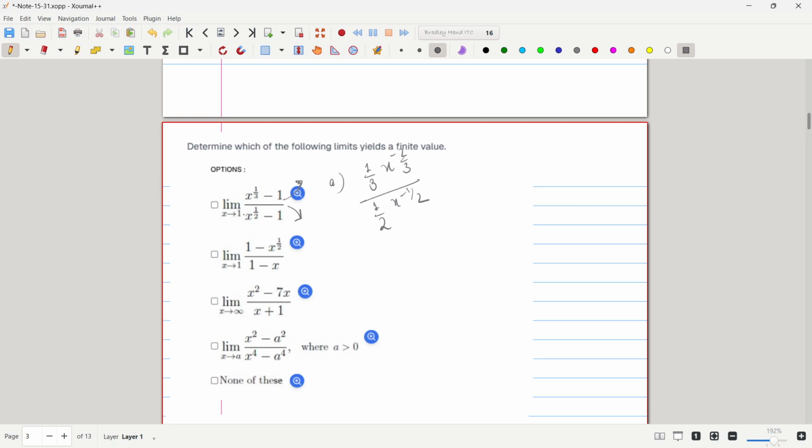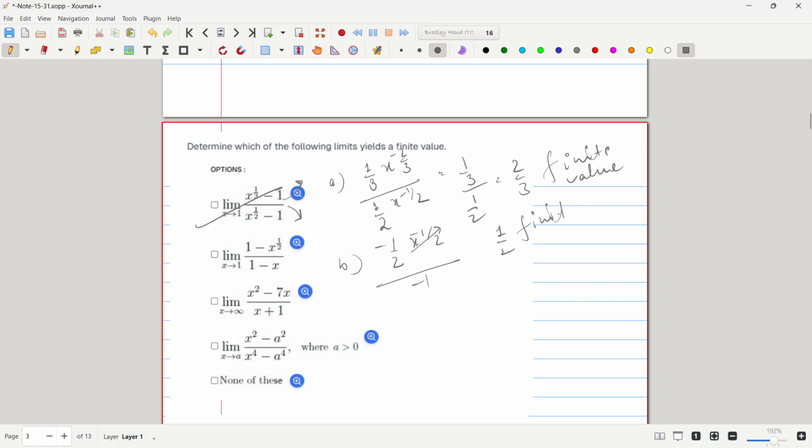Now if you put the value x is equal to 1 here, you will see 1 by 3 divided by 1 by 2, that is 2 by 3. So this is a finite value, so this option is correct. Next option, again minus 1 by 2, x raised to power minus 1 by 2 divided by minus 1. If you put the value x is equal to 1 here, you will see 1 by 2. That is also a finite value, so this is also correct.